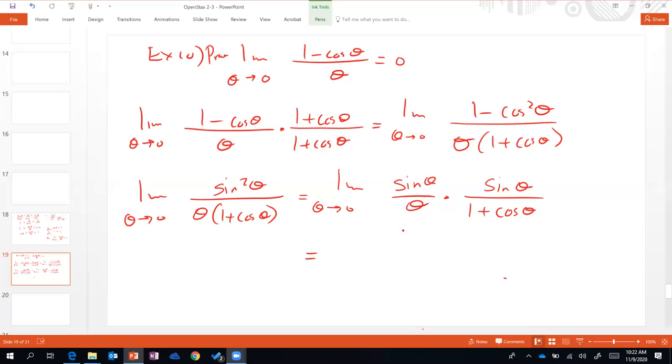So the second fraction goes to the number 2 at the bottom, because 1 plus cosine theta would be 2. Okay, done. We've proved it, guys. We've proved the 2 formulas that are super, super important to prove for calculus, as we'll see these 2 formulas later on.